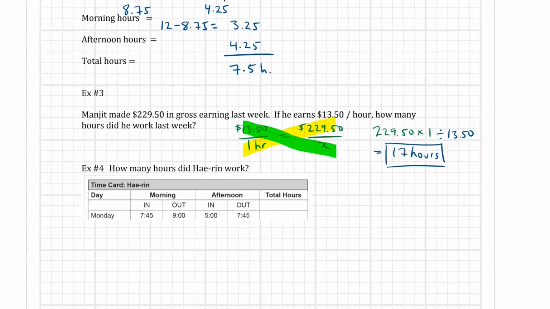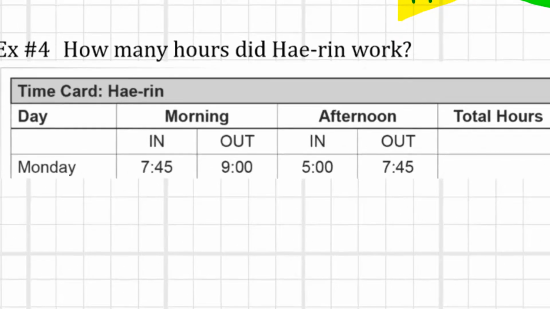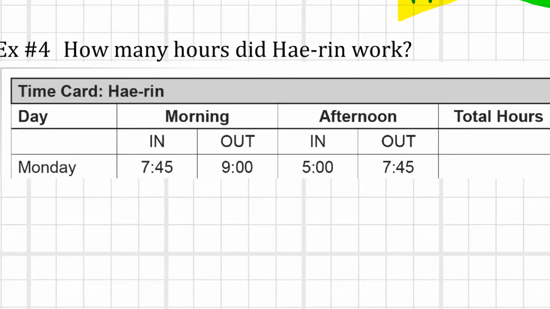Okay, example number 4 says, how many hours did Hayrin work? Okay, so this is set up like a time card kind of idea. So here's what I'm going to do. I'm going to take each one of these values and change it to a decimal. So 7:45, 45 is 3/4 of an hour, so it's 7.75. 9 is just 9. 5 is just 5, and then this will be 7.75 again.